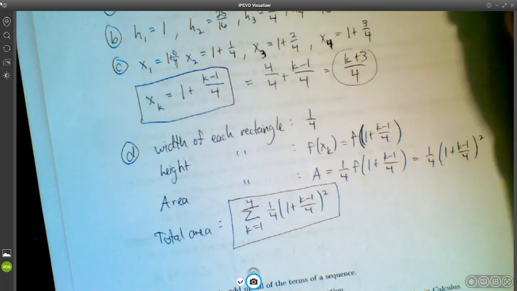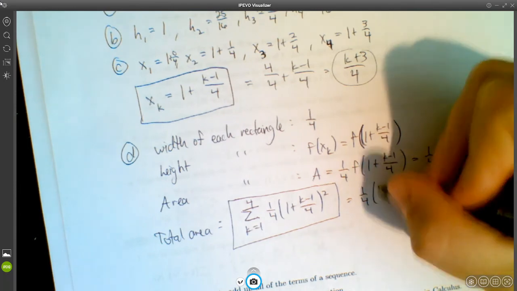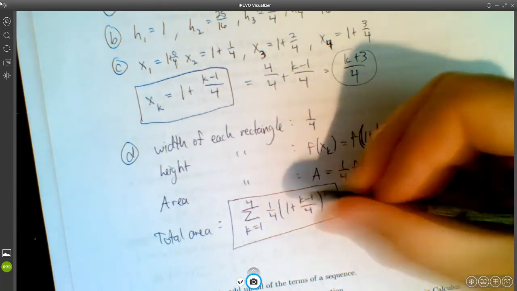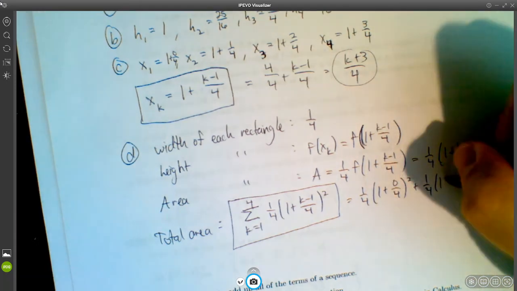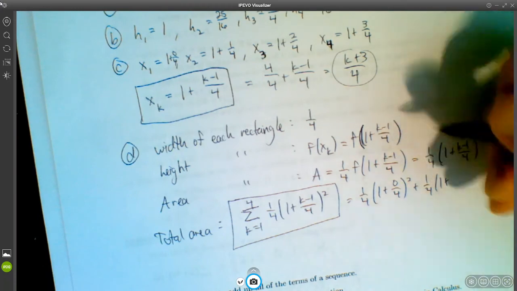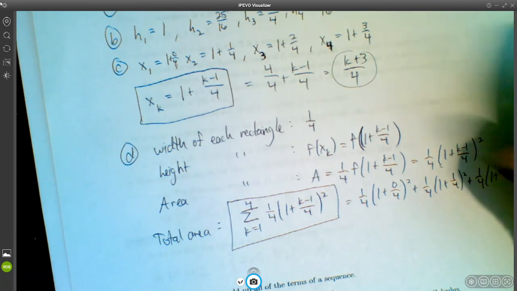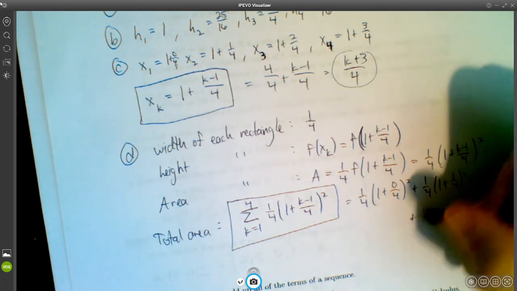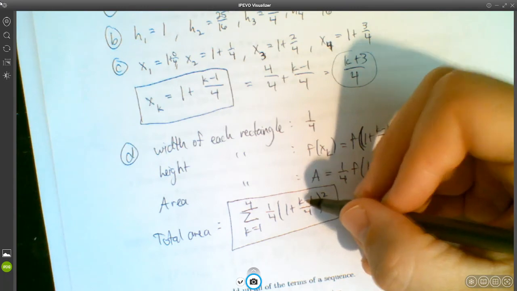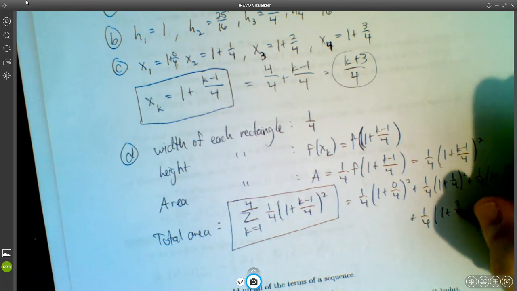Now, if we want to figure out what that is, we just start plugging in numbers for k, right? We would say this is 1/4 times (1 plus, when k is 1, we get 0 over 4) squared, plus 1/4 times (1 plus, when k is 2, we get 1/4) squared, plus (1 plus, when k is 3, we get 2/4, which is the same as 1/2, whatever). And then when we plug in 4, we get 1/4 times (1 plus 3/4) squared.